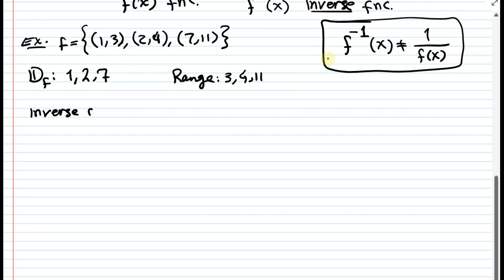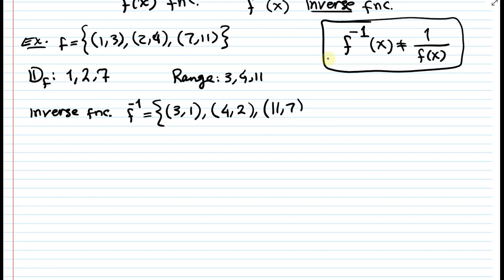Now here's how the inverse function is defined. The inverse function is a function that you get by switching or swapping the x and the y components of the original function. So 1, 3 becomes 3, 1. 2, 4 becomes 4, 2. And 7, 11 becomes 11, 7. That's all the inverse function is. What's important is that swap between the elements of range and domain.